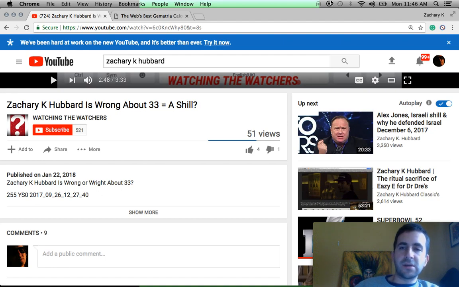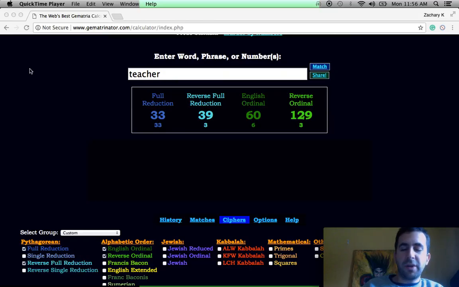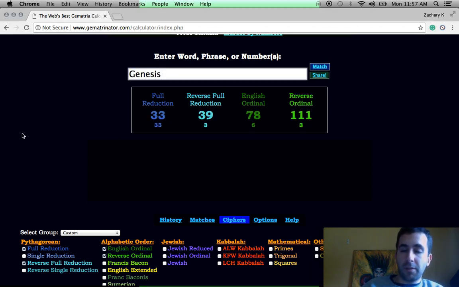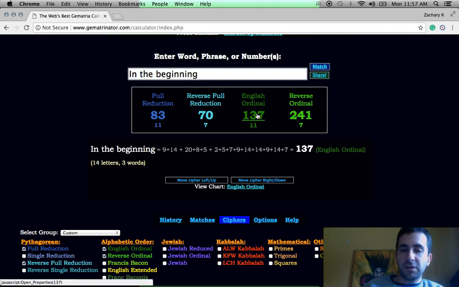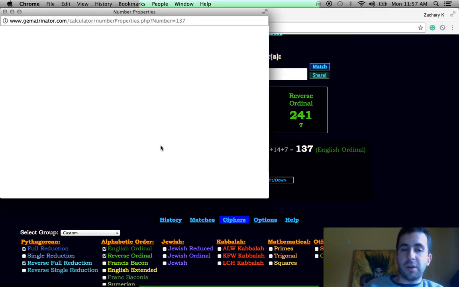Until next time. Encore. Should also mention that the number 33 is considered to be the master teacher number, and in Gematria, teacher also sums to 33. With regards to this code coming from the Bible, and the Torah specifically, the Torah begins with Genesis, which equals 33. Genesis means in the beginning, which has an ordinal value of 137, which is the 33rd prime number.